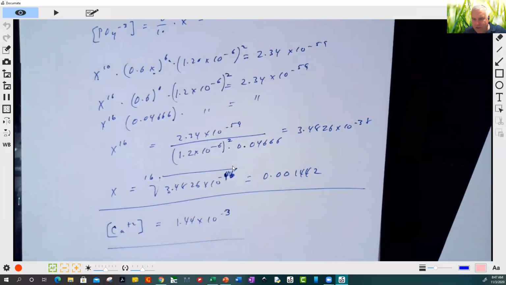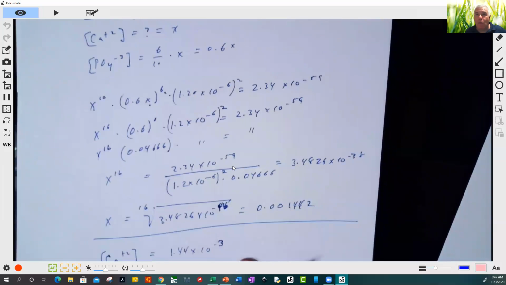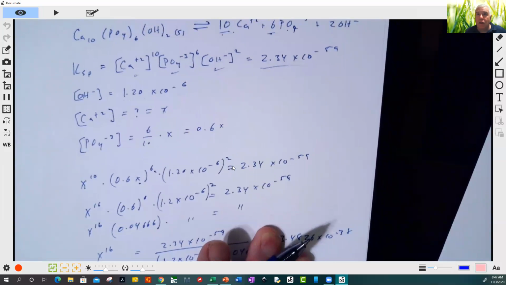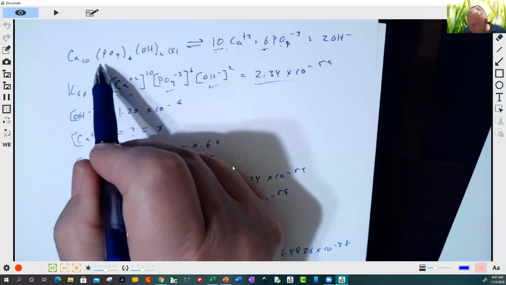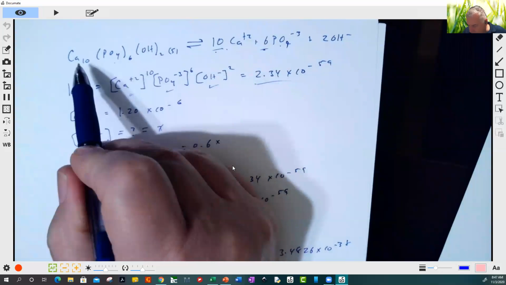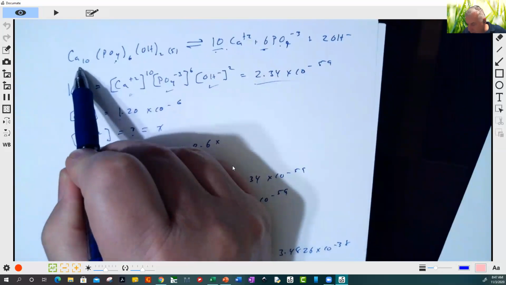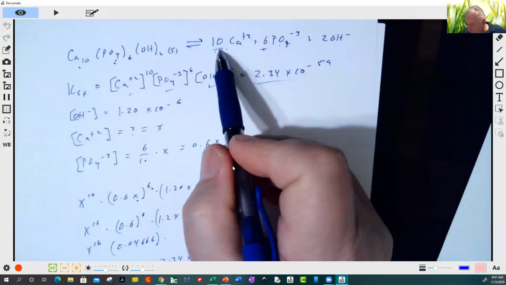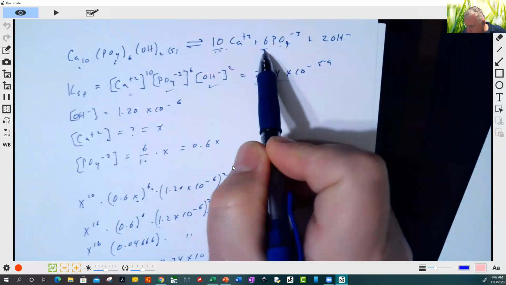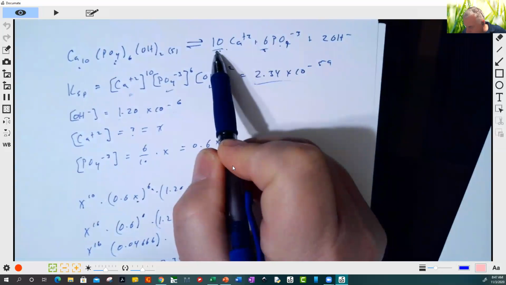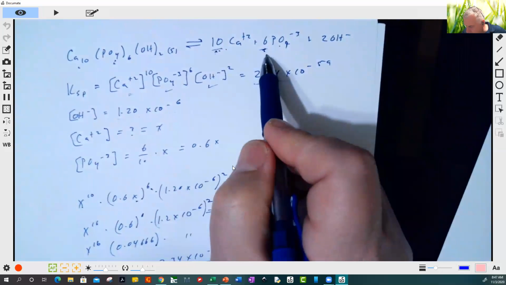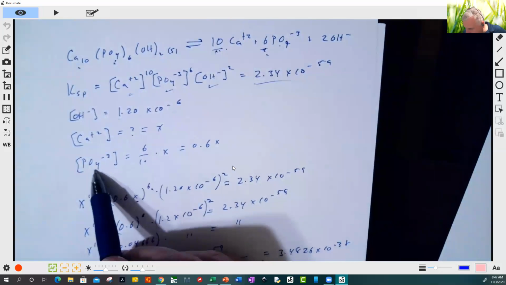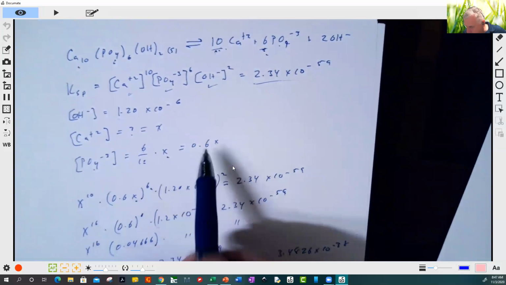Omar asks, why is phosphate 6/10 of x, right? This is because that's how they're born. When this guy dissolves, it's making calcium and phosphate at a fixed ratio. Every 10 calciums makes 6 phosphates, so there's a 10 and a 6 there. If we let this guy be 1, then this is going to be 0.6. So divide them both by 10, then phosphate will be 6/10 of x, 0.6x.